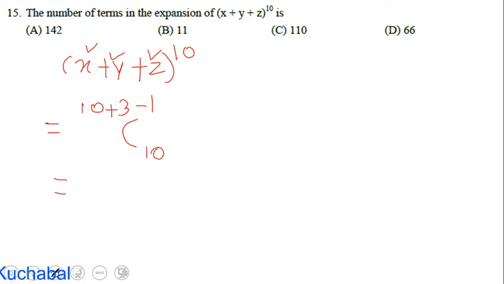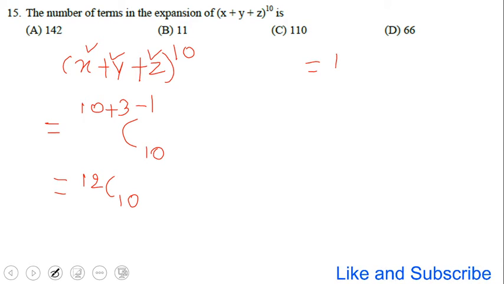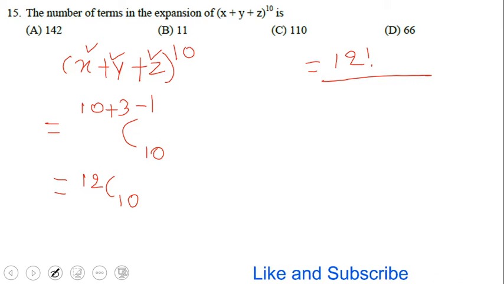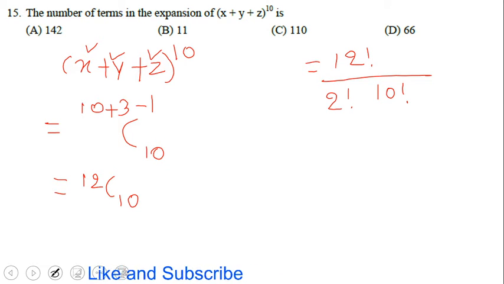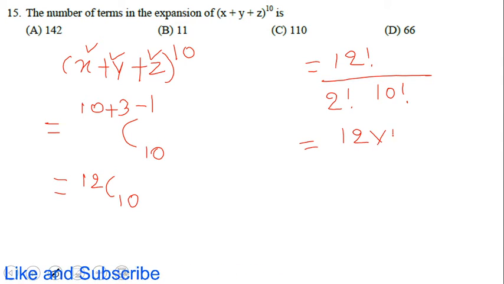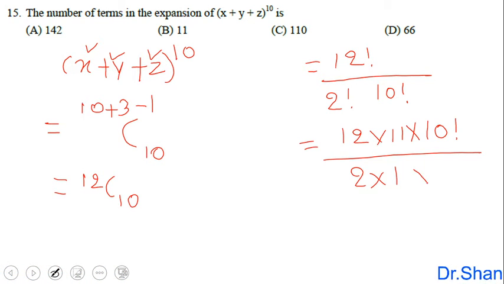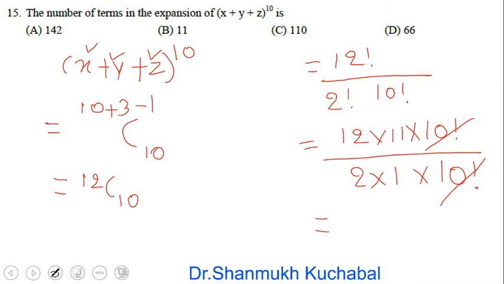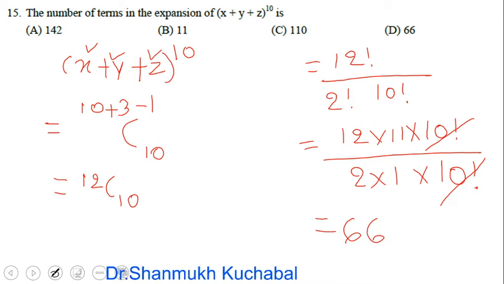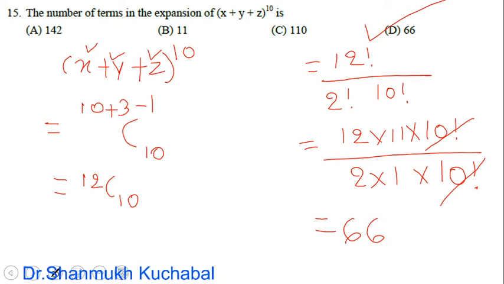Then simplifying this we get 12C10. Use the combination formula, we get 12 factorial divided by (12 minus 10) factorial, 2 factorial, into 10 factorial. So 12 factorial can be written as 12 into 11 into 10 factorial divided by 2 into 1 into 10 factorial. From numerator and denominator 10 factorial cancels. 12 divided by 2 is 6, 6 into 11 is 66 we get. Therefore option D is the right answer here.